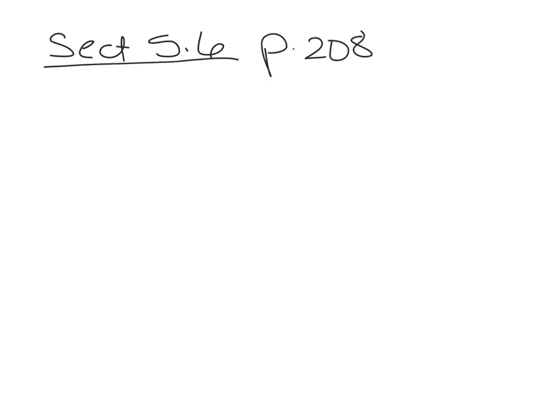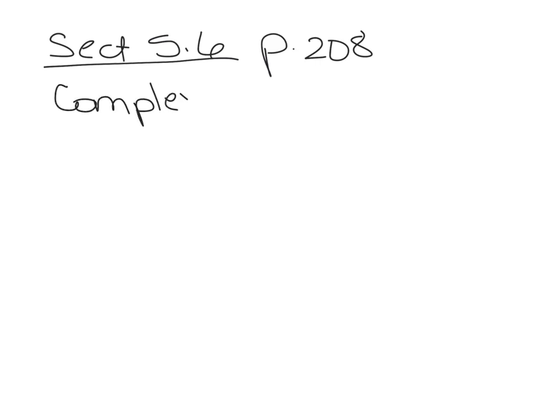All right, we're still working on section 5.6 of your intermediate algebra book. We're going to start with example 5 on page 208. Above example 5, there's just some explanation of what complex numbers are.